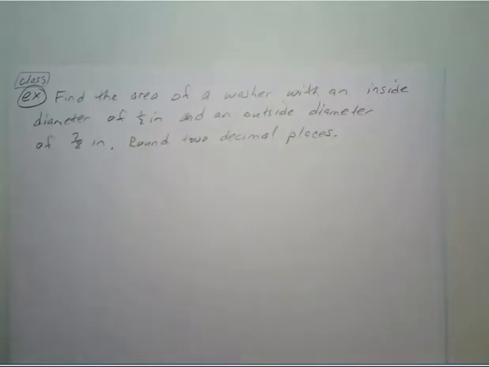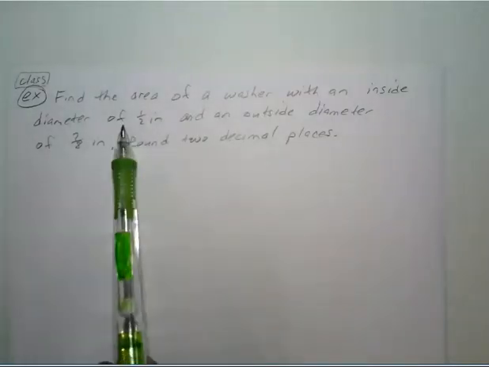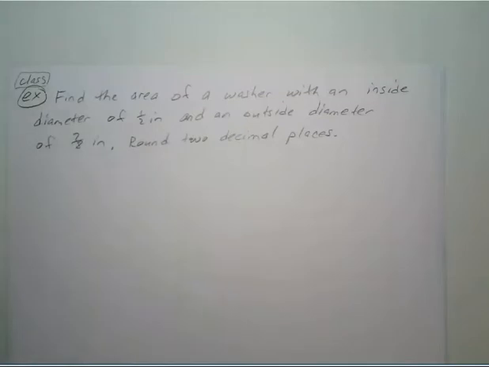So we want to find the area of a washer with an inside diameter of 1/2 inch and an outside diameter of 7/8 of an inch, rounded to 2 decimal places. Now this one's pretty straightforward because it tells you the inside diameter and outside diameter. It doesn't have you calculate for anything. So I want you to go ahead and press pause and solve this one on your own.